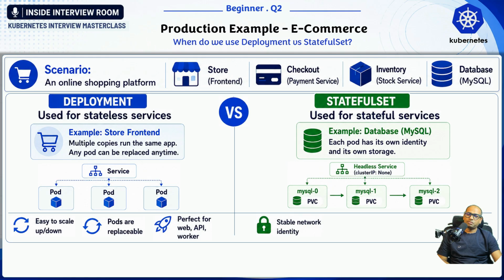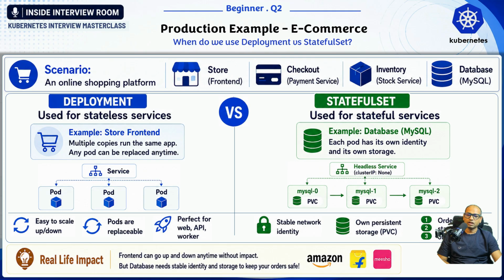Whereas stateful set provides stable network identity, its own persistent storage, and ordered start and stop of pods. Frontend can go up and down anytime without impact, but a database needs stable identity and storage to keep your orders.